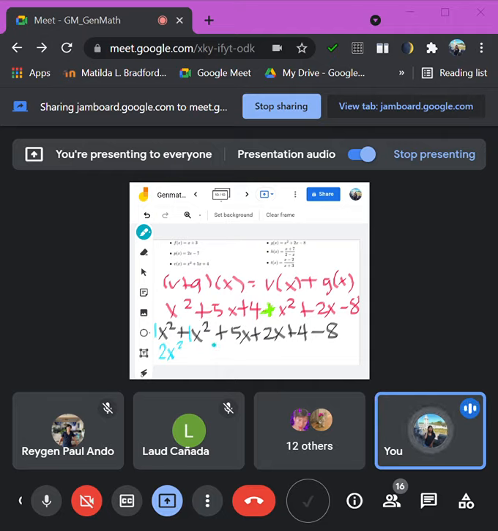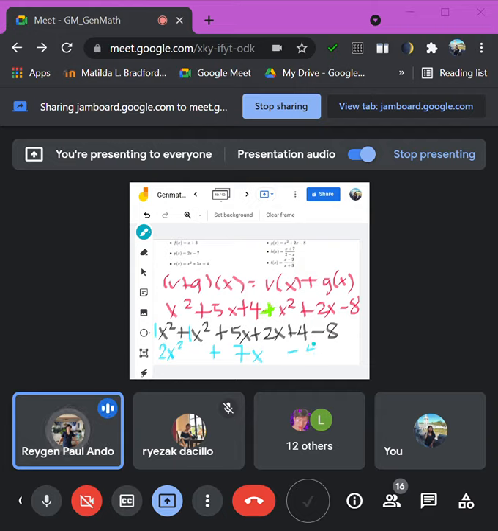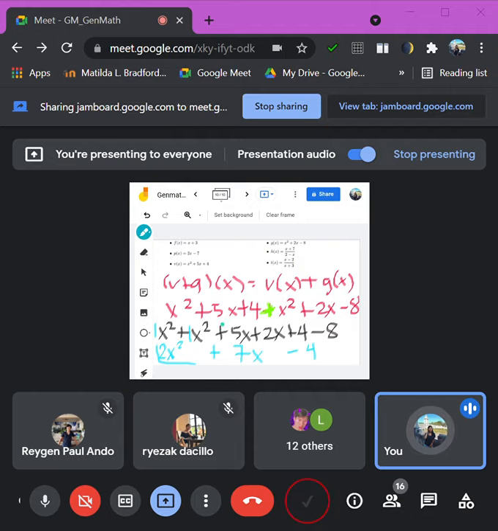Okay. And then, ari na pud ta. Sige. Ari na pud ta. 5x plus 2x. Pila? 7x. Very good. 7x. And then, 4 minus 8. Negative 4. Negative 4. So that is already your answer of your v plus g of x.